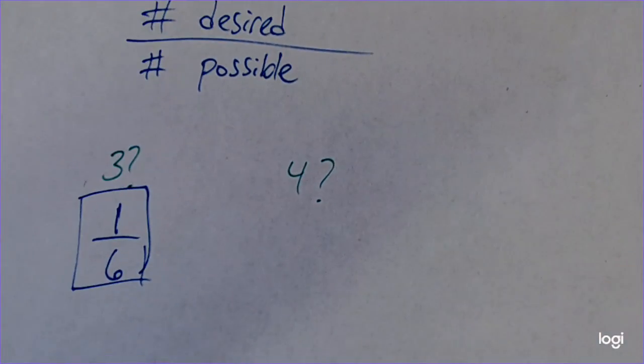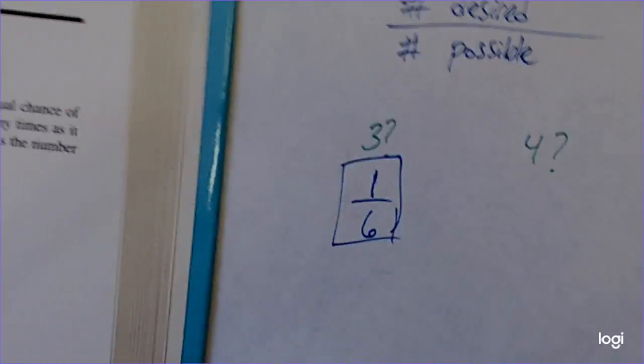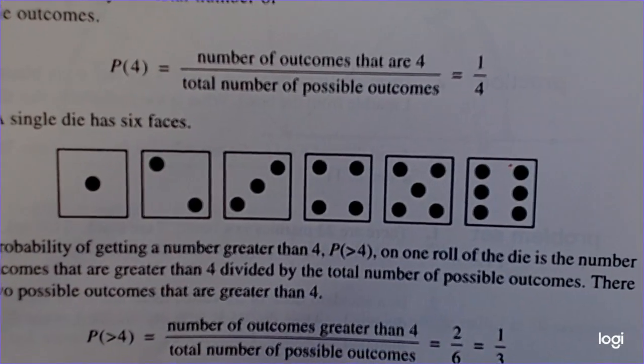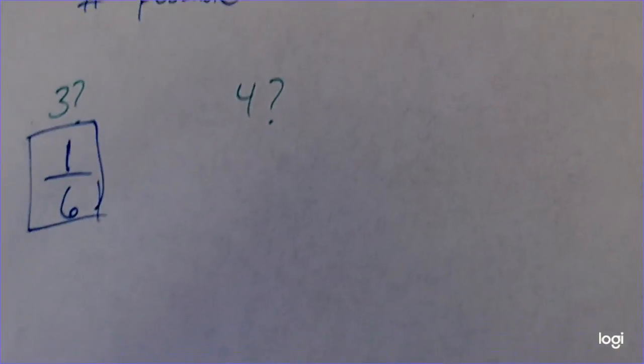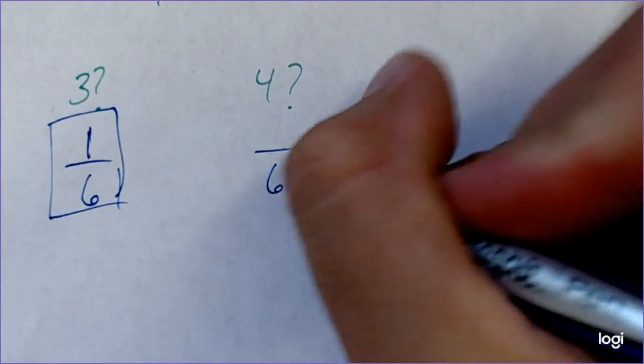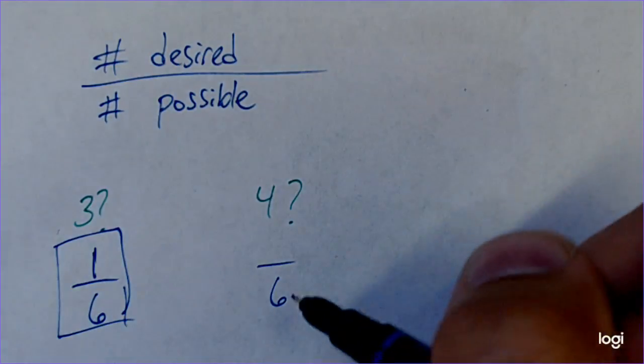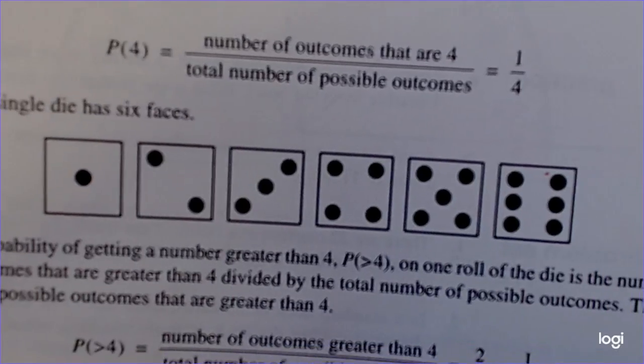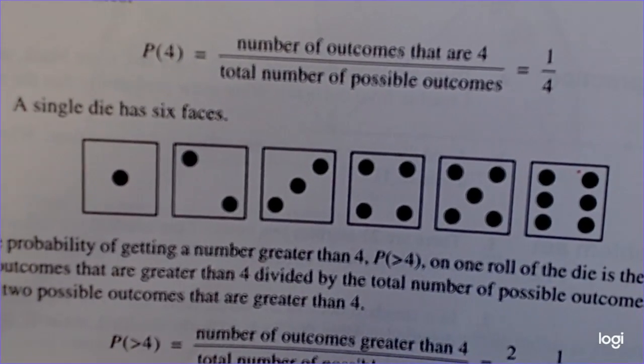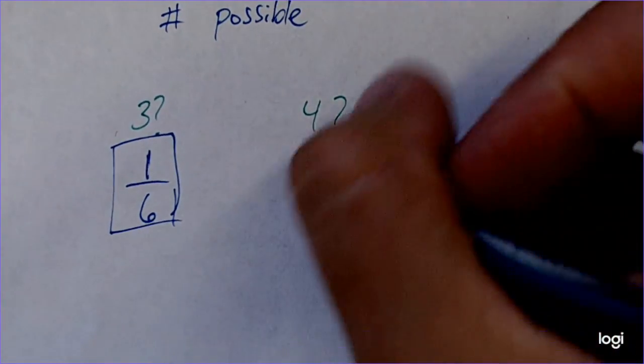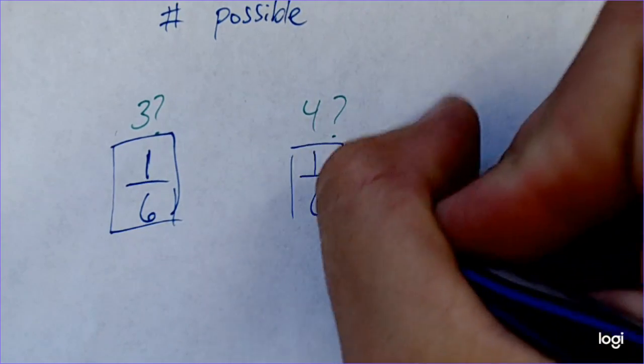Okay? Now let's do the number 4. Well, if I roll the number 4, I'm still rolling a dice, still have 6 possibilities, so my denominator is the same, right? 6 possible outcomes. Now, how many faces on the dice read the number 4? Only 1. So the probability for rolling the number 4 would still be 1 out of 6.